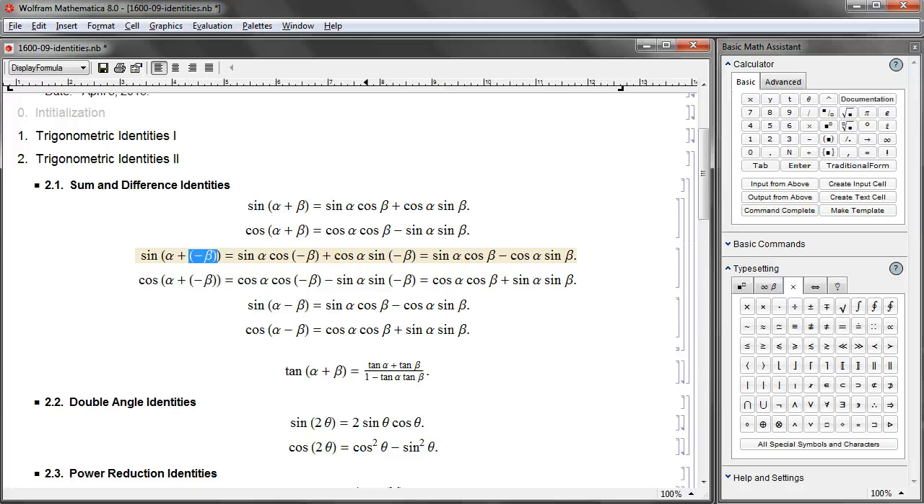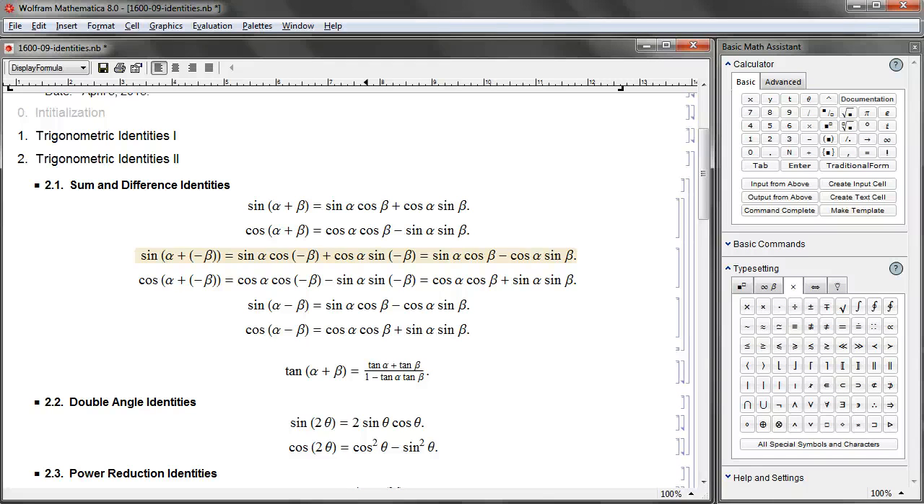Here we have beta and then beta, and these will be replaced by negative beta and negative beta. And let us make this observation. Cosine of negative beta is the same as cosine of beta because cosine is an even function. Sine of negative beta is equal to negative of sine of beta because sine is an odd function. So we have the sign change as expected.